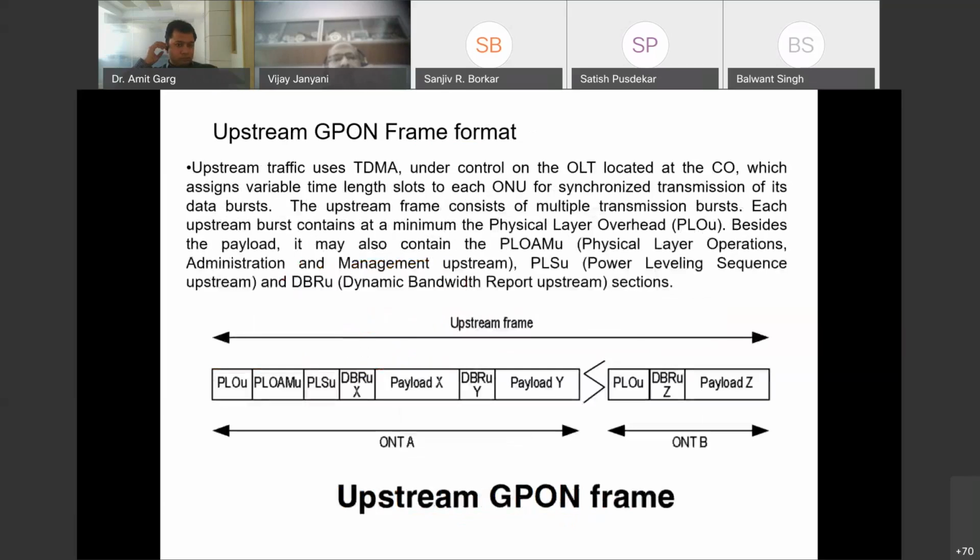Similarly, you have the upstream GPON frame. This also has some set configuration. You have payloads, and then you have some more data, which is control and maintenance data or some other information.